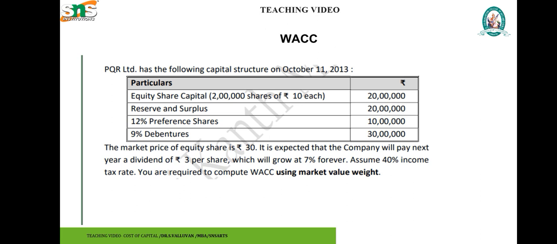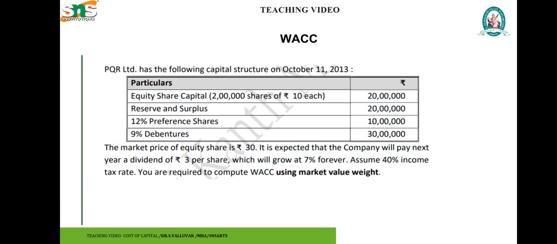PQR Limited has the following capital structure on October 11, 2013. This is a capital structure of a company. Equity share capital, in brackets 2 lakhs number of shares of rupees 10 each. So the value of equity share capital is 20 lakhs. Then the reserves and surplus also 20 lakhs. Then the company issued 12% preference shares worth rupees 10 lakhs. Then the company issued 9% debentures worth rupees 30 lakhs.